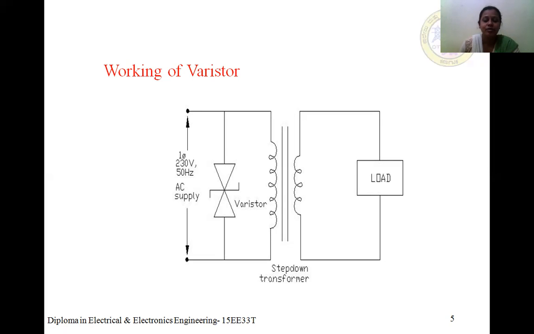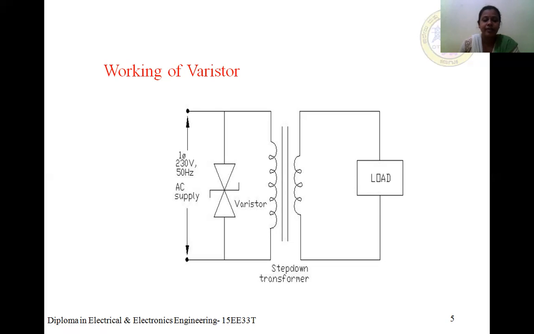Coming to the working of this one, when the surge voltage, that is the lightning voltage, is less than the clamping voltage of the varistor, it offers extremely high resistance.